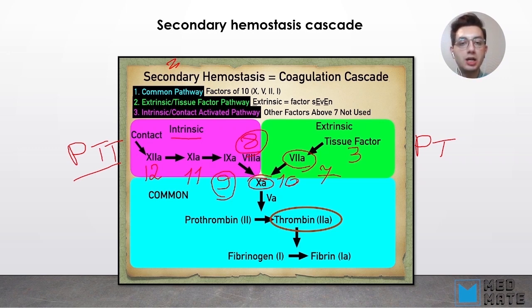Now let's talk about the common pathway. In the common pathway, we have factors 5 and 2 plus factor 1. How can you memorize that? You remember I told you we want to reach number 10, and 5 multiplied by 2 multiplied by 1 gives 10. So again, that's how you can memorize the factors involved in the common pathway.